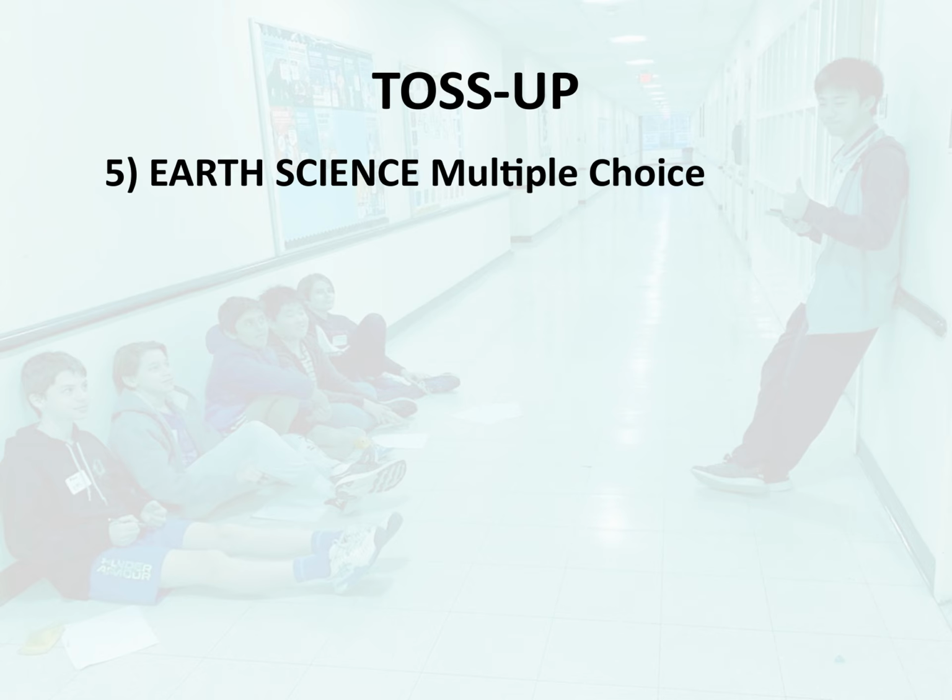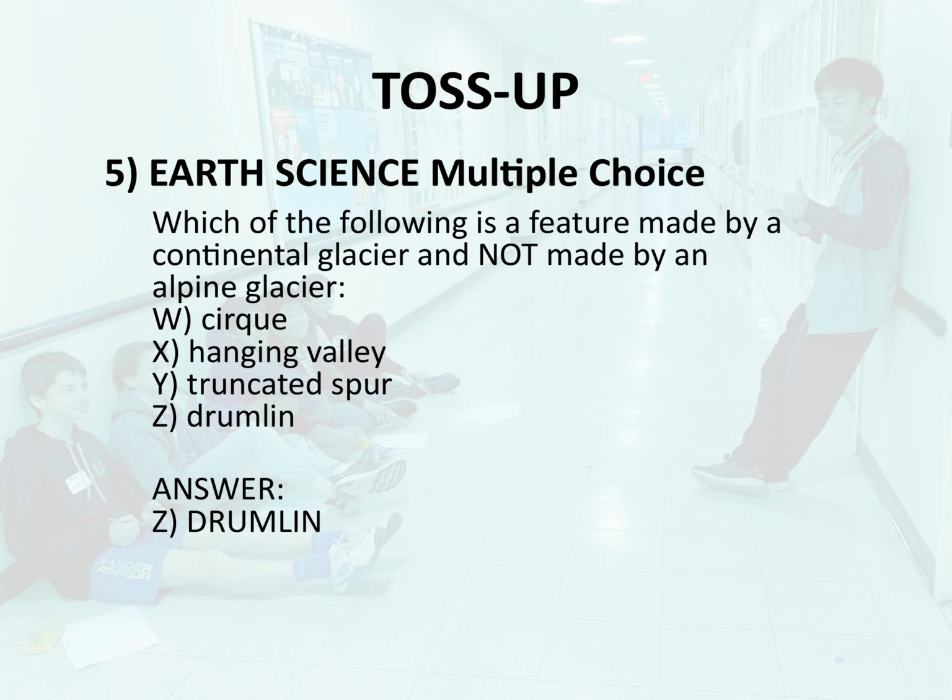Toss-up 5. Earth science. Multiple choice. Which of the following is a feature made by a continental glacier and not made by an alpine glacier? W. Cirque. X. Hanging valley. Y. Truncated spur. Z. Drumlin. Answer. Z. Drumlin.